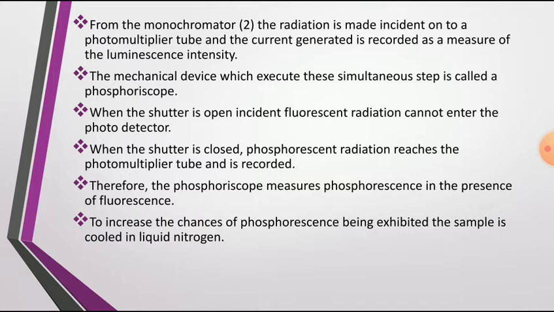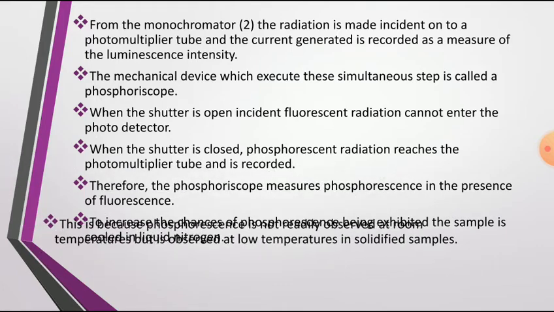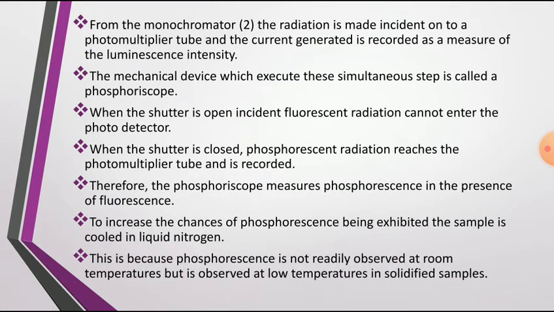To increase the chances of phosphorescence being exhibited, the sample is cooled in liquid nitrogen. That means the sample solution will be kept in the Dewar flask along with liquid nitrogen to maintain the desired temperature of the sample solution. This is because phosphorescence is not readily observed at room temperature but is observed at low temperatures in solidified samples.